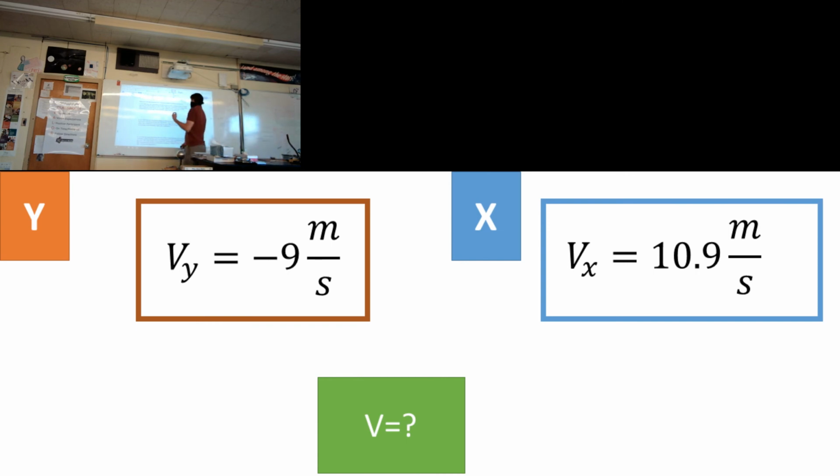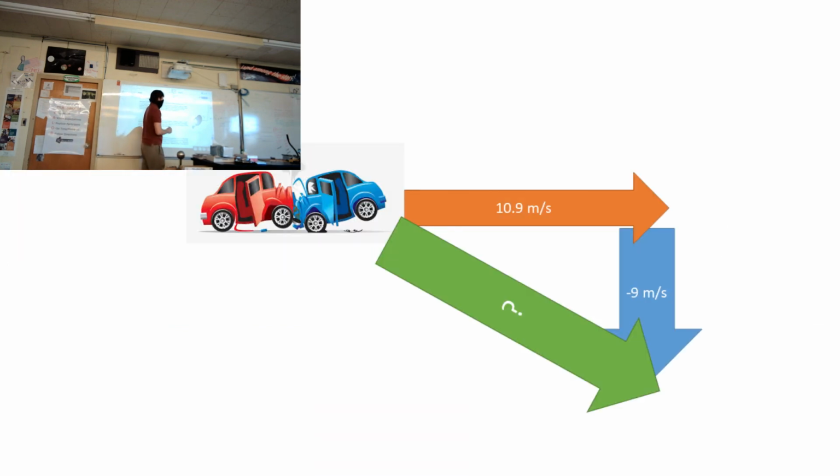So now you know that this right here is 9, and that this right here is 10.9. You want to solve for V, right? Big V is the thing right here. So how do you solve for this big V? Not cosine, we don't have an angle. Oh, it's a right triangle though. It's a hypotenuse.